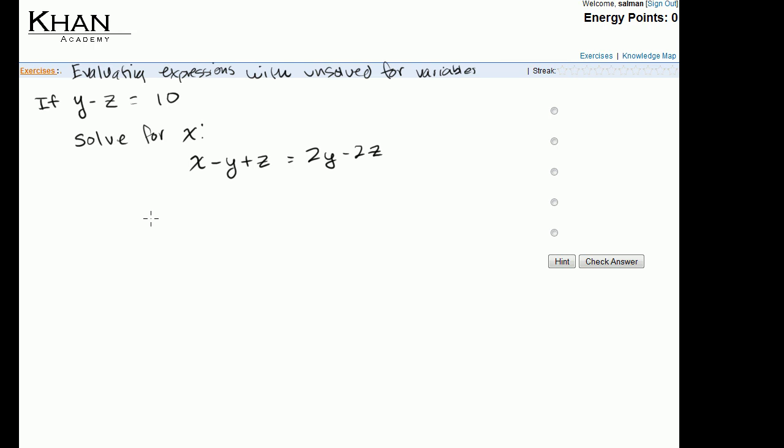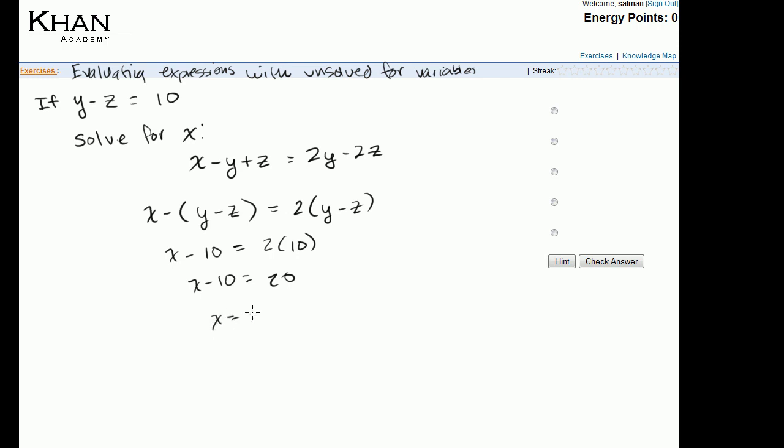So you could say that this is equal to, when they click hint, x minus (y minus z) is equal to 2 times (y minus z). We know y minus z is 10, so we get x minus 10 is equal to 2 times 10. And then we get x minus 10 is equal to 20. And then we get x is equal to 30. So that's the third type.